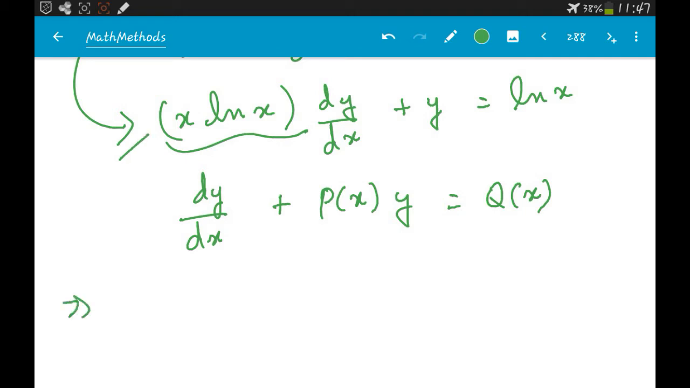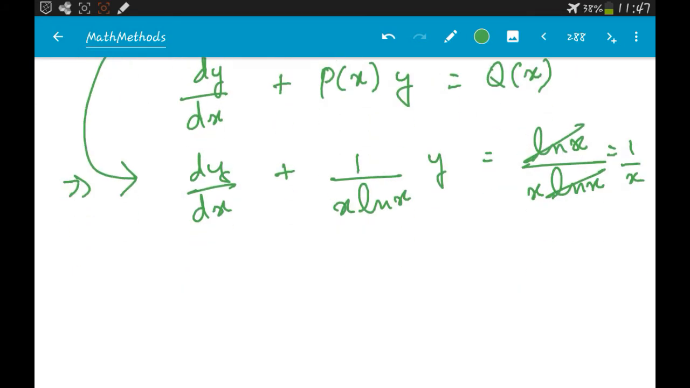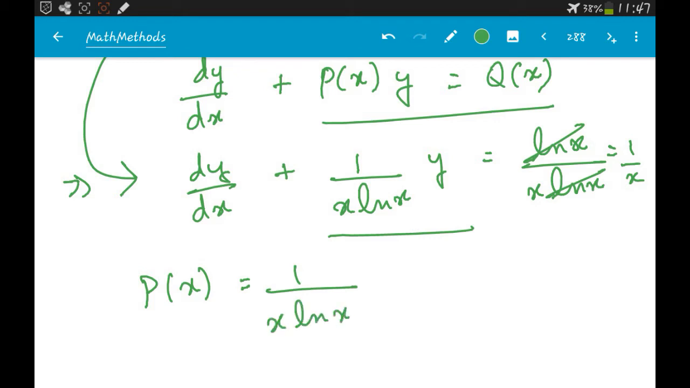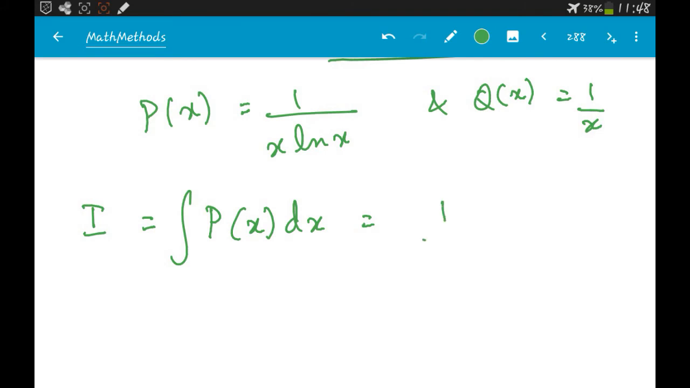So this is your dy by dx plus 1 by x ln x into y is equal to ln x by x ln x. These two ln x cancel, so you only get 1 by x here. If you compare this equation with the standard form, you can see that p of x is 1 by x ln x and q of x is 1 by x. Now we have to find the integrating factor I, which is the integral of p of x dx.